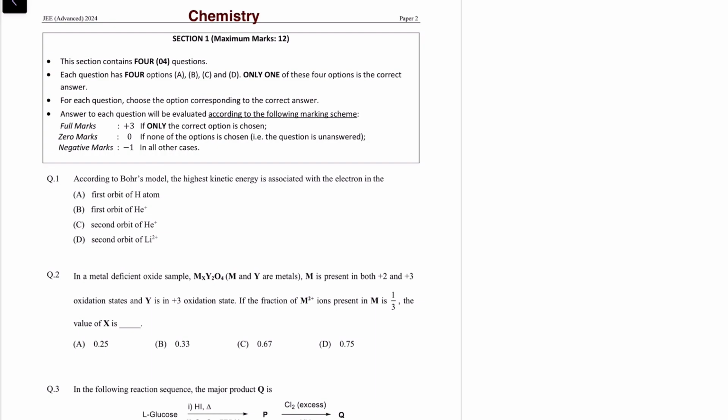First question says, according to Bohr's model, the highest kinetic energy associated with the electron. Now the kinetic energy of electron is given by the formula RH Z square by N square, which is basically negative of electronic energy, right? So this is the kinetic energy. So basically we have to check in this question the value of the ratio of Z square by N square.